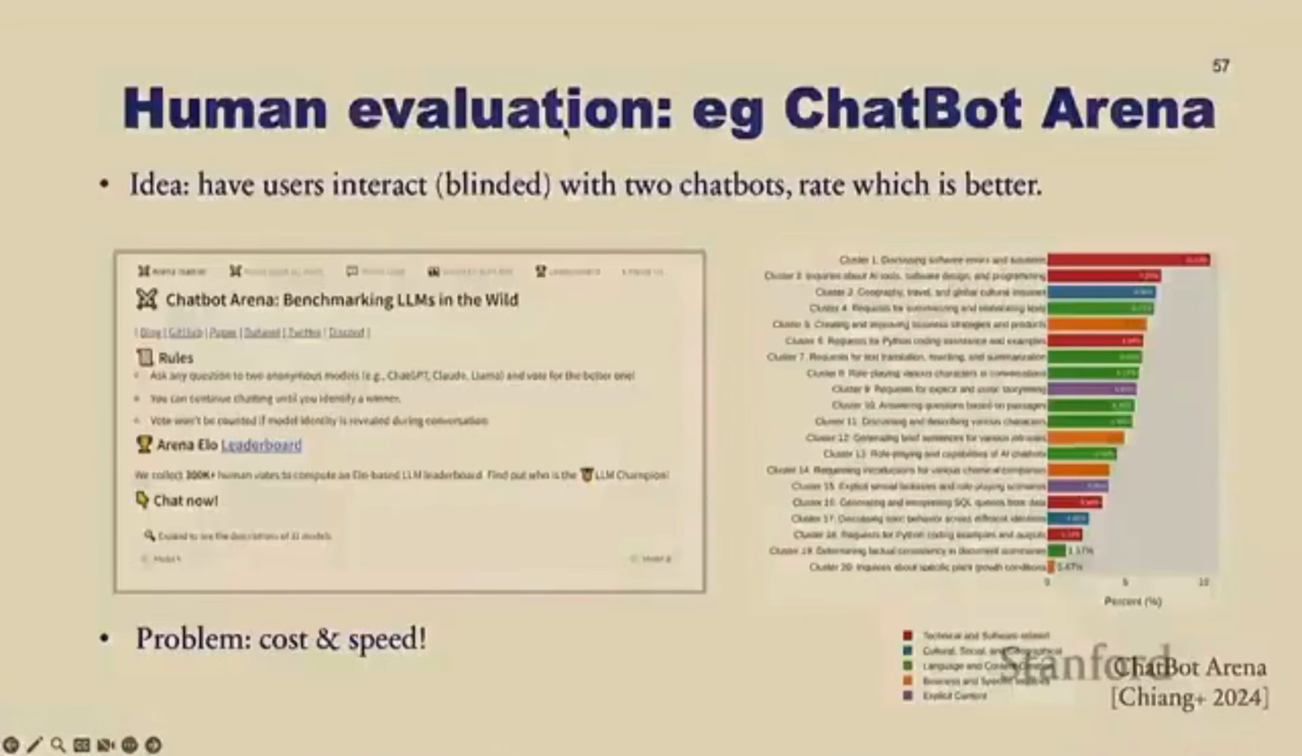So another issue is cost and speed. If you really want to use something like this for the development process, it will be too costly because you will need to basically pay a lot of humans to do that. So one simple idea is, again, as we said many times, just use an LLM instead of humans. You probably know the drill at this point.